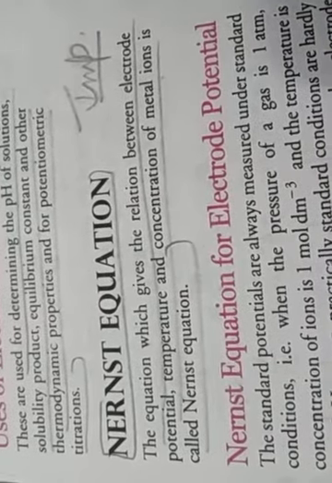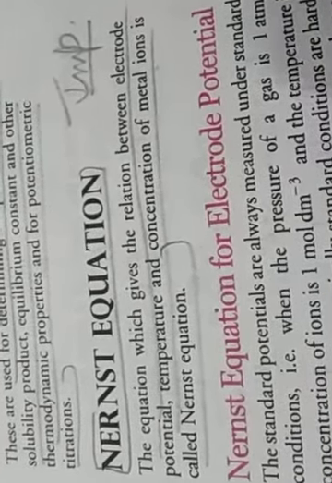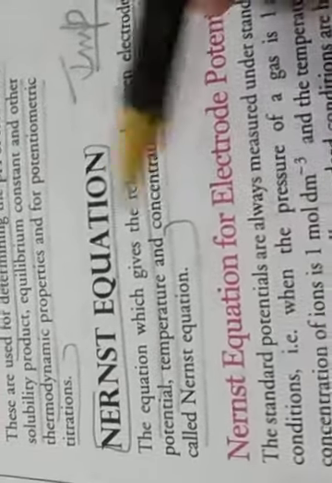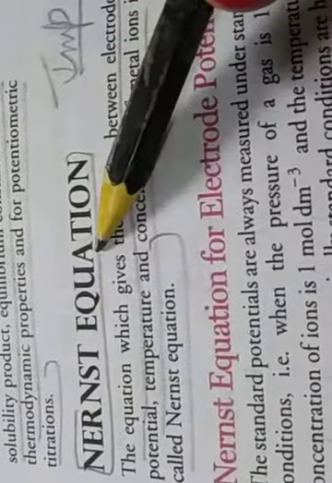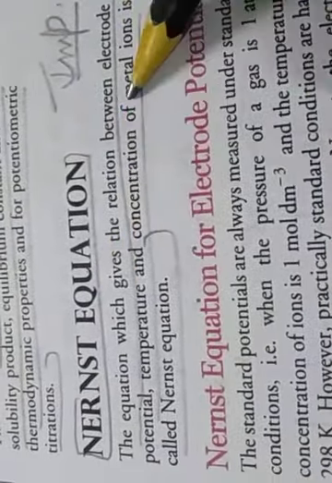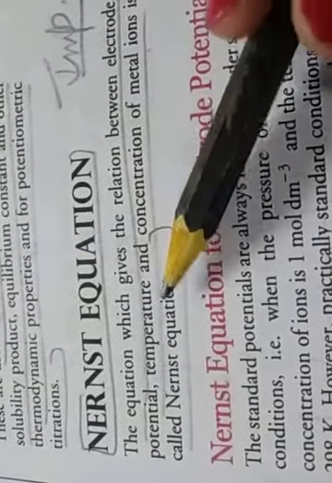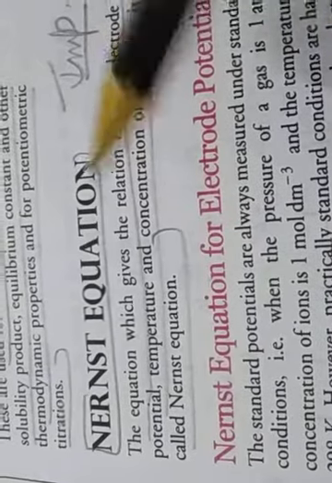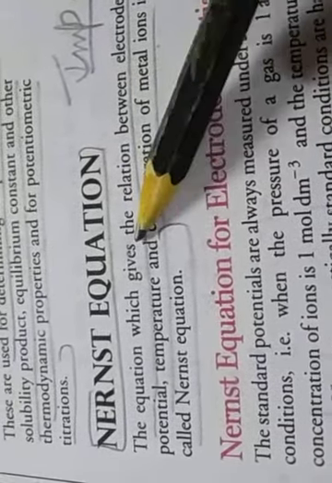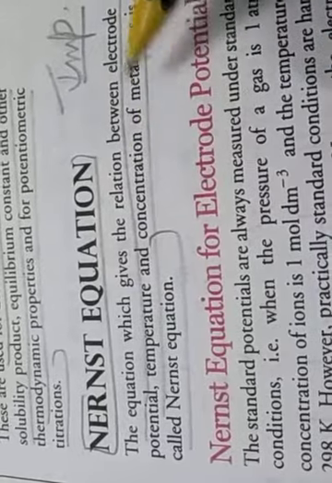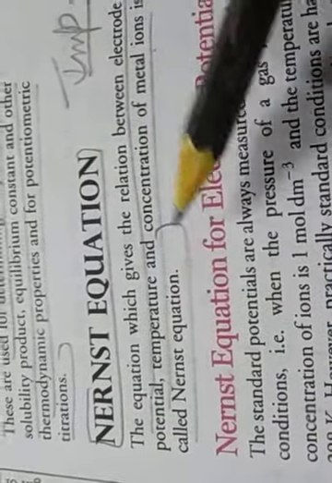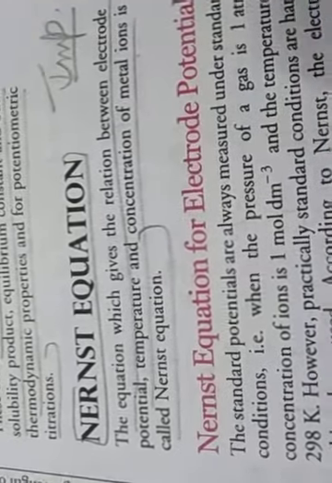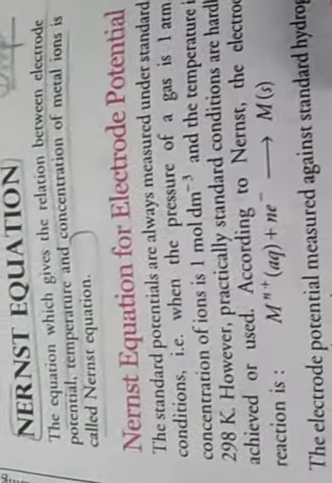sometimes a derivation comes, sometimes numerical sums related to it come. Okay, so please focus on it. Nernst equation: the equation which gives the relation between electrode potential, temperature, and concentration of the metal ions is called the Nernst equation. Again I say, the equation which gives the relation between the electrode potential, temperature, and concentration of metal ions is called the Nernst equation. Okay, so we have to find the Nernst equation for electrode potential.